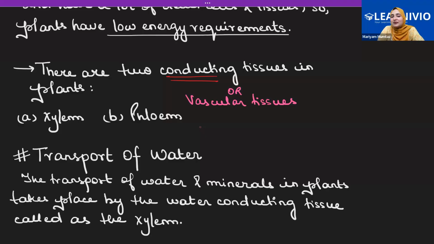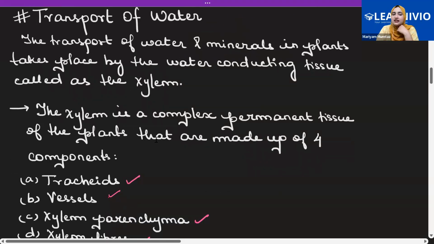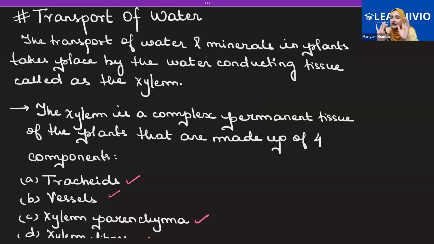See, complex tissues means that they are made up of more than one type of component, and permanent means that they will not divide any more. So xylem is responsible for the transportation of water, whereas the phloem is responsible for the transportation of food substances. So first we will see how the transportation of water takes place. It takes place with the help of xylem.